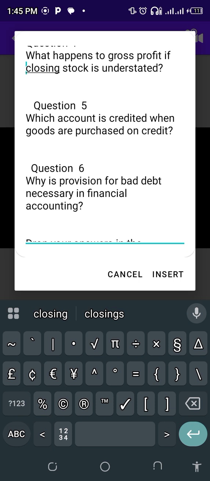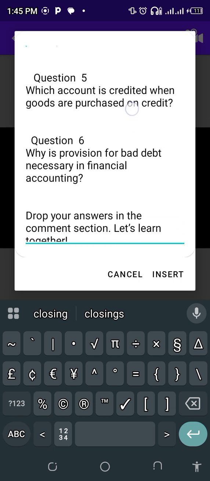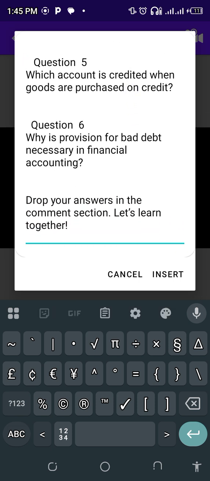Question 6 and the final question. Why is provision for bad debt necessary in financial accounting? These are potential questions. These are the questions you ought to answer at home before you go to the examination.